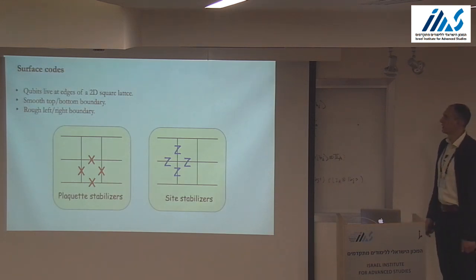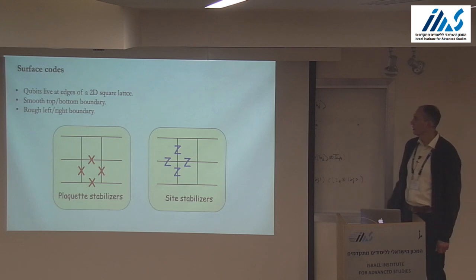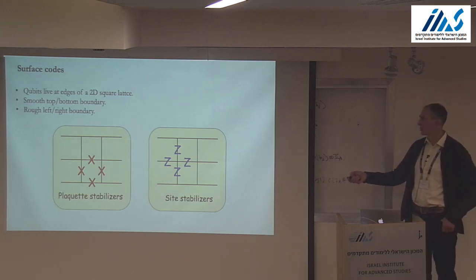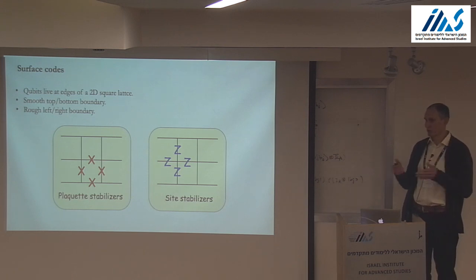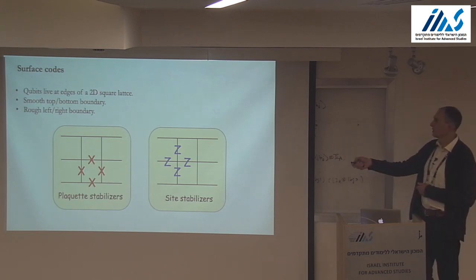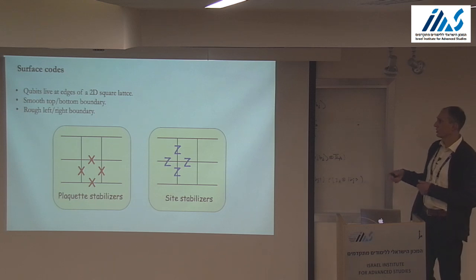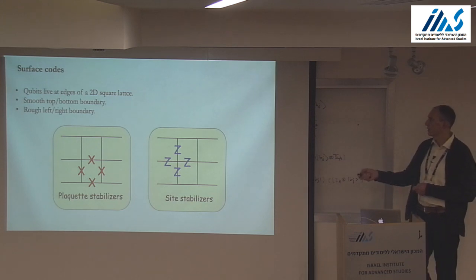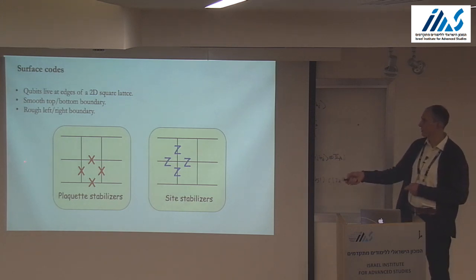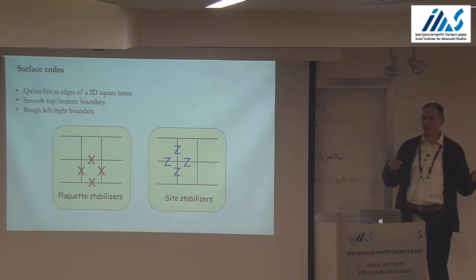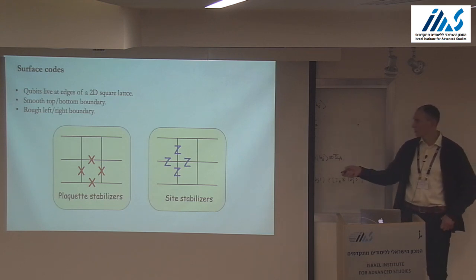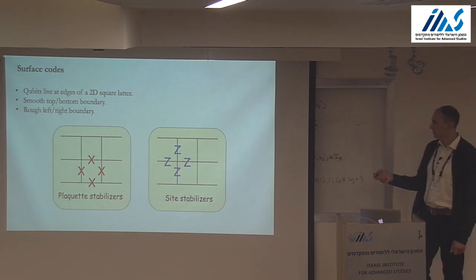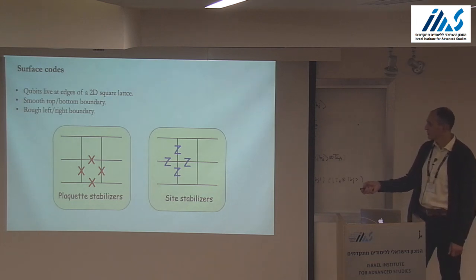Okay, and now I can define the surface code, and this is a stabilizer type code. So I can just show you stabilizers that define the code space. And here we have physical qubits that live at edges of a two-dimensional square lattice. And the lattice has these rough boundaries on the left and on the right, and smooth boundaries on the top and on the bottom.